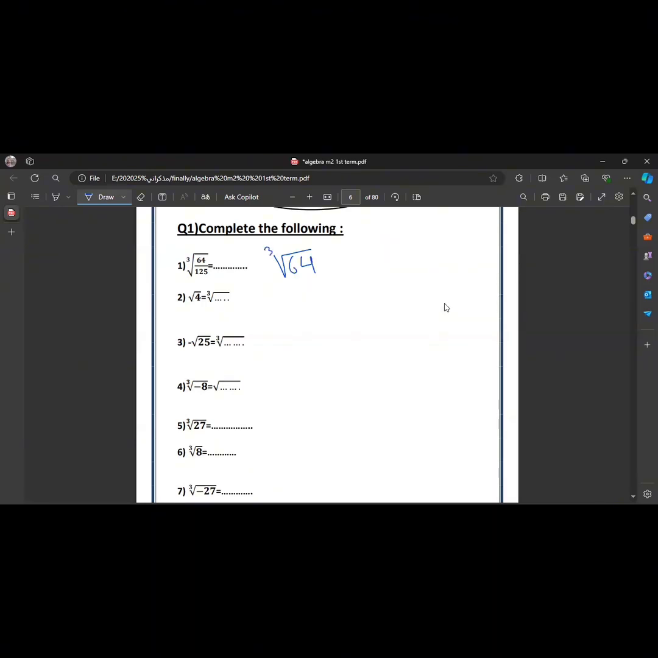We can factorize 64. 64 is an even number, so it factorizes by 2. 64 divided by 2 gives me 32. Divided again by 2 gives me 16. Divided again by 2 gives me 8. Divided again by 2, 4, by 2, 2, and by 2, and here 1.